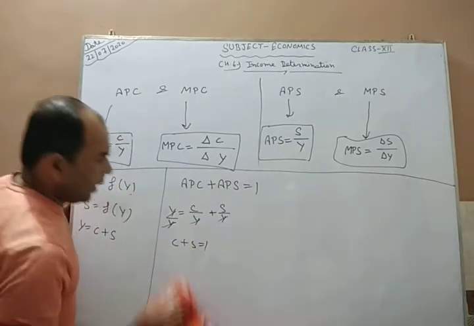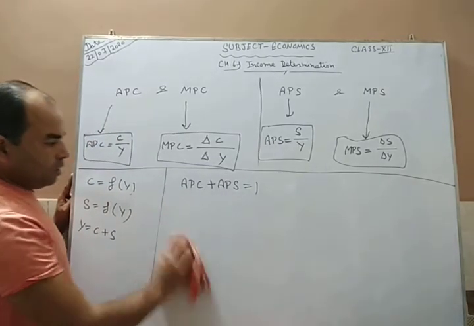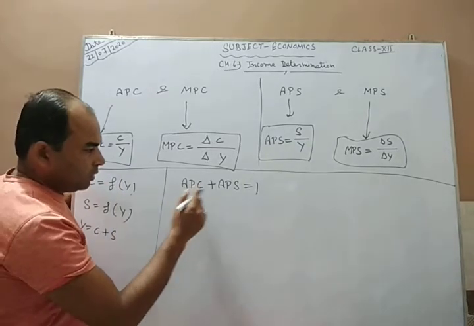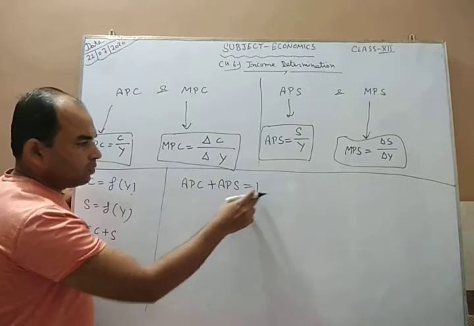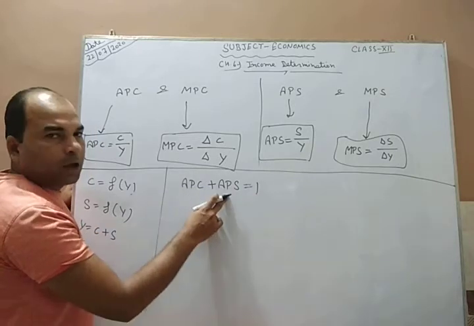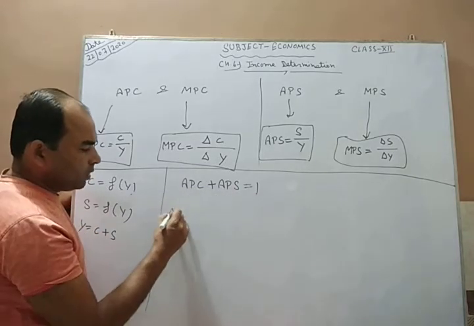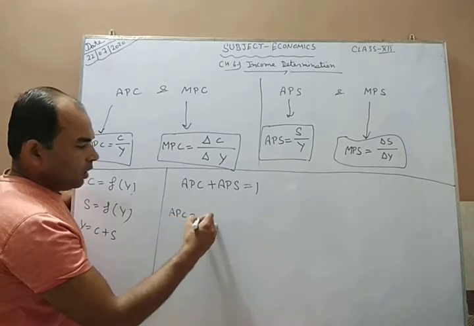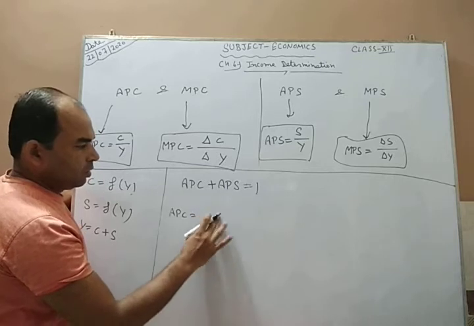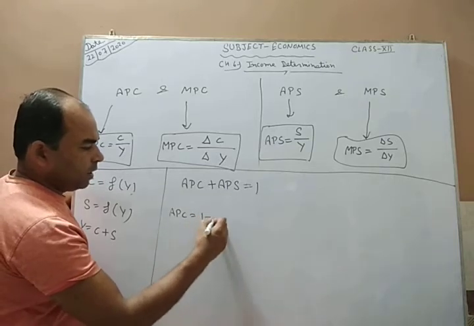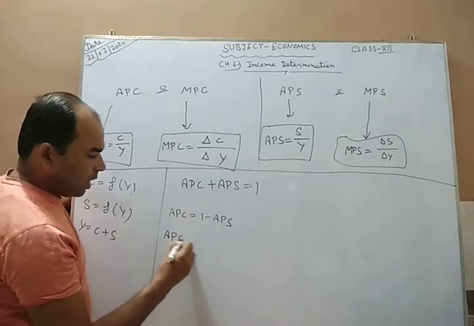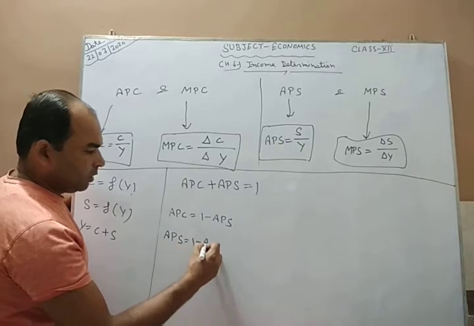This is clear. And students, if we have to calculate APC, then Y is equal to 1 because 1 is here income. Income 1 hai, 1 kahan pe jayegi? APC mein aur APS mein. If we need APC, APC is equal to 1 minus APS, sorry. ये इधर जाके minus में चला जाएगा, 1 minus APS. This is clear. If we need APS, APS is equal to 1 minus APC.